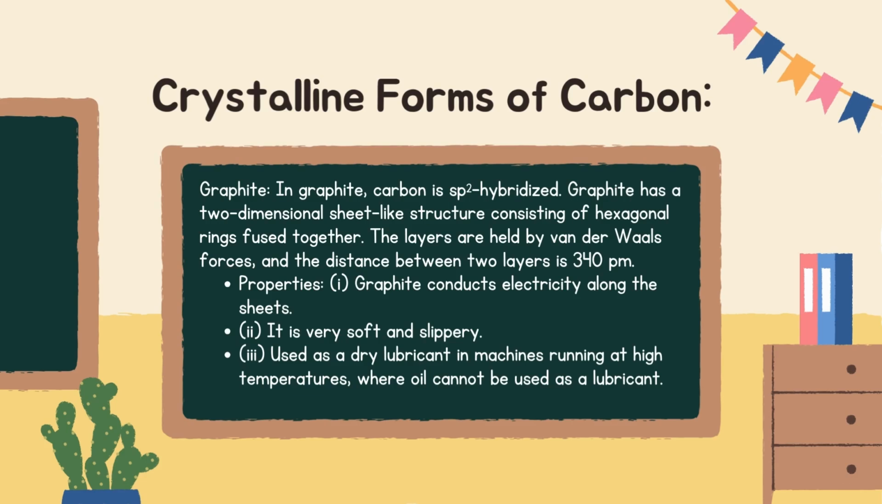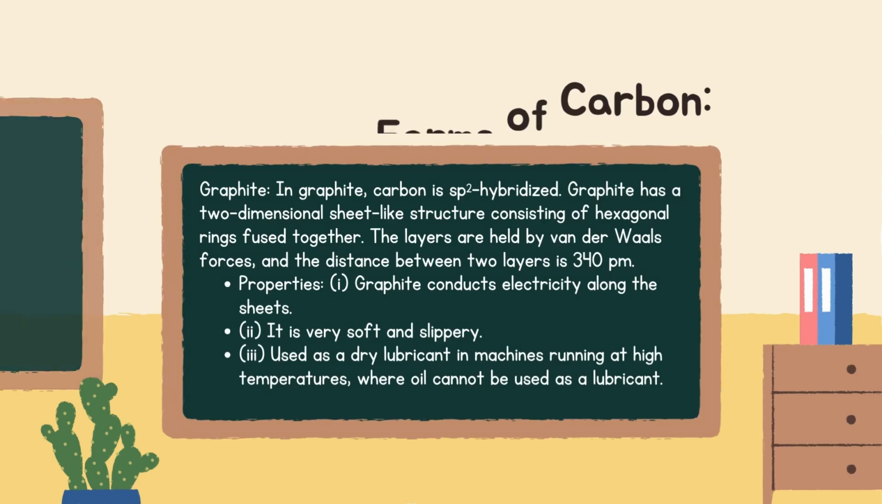Properties. 1. Graphite conducts electricity along the sheets. 2. It is very soft and slippery. 3. Used as a dry lubricant in machines running at high temperatures, where oil cannot be used as a lubricant.